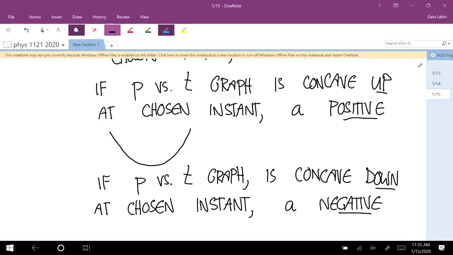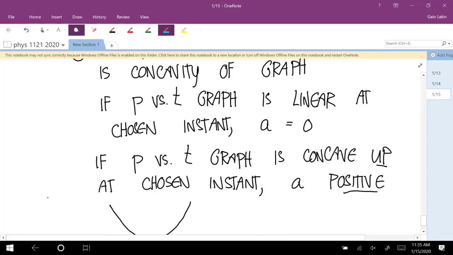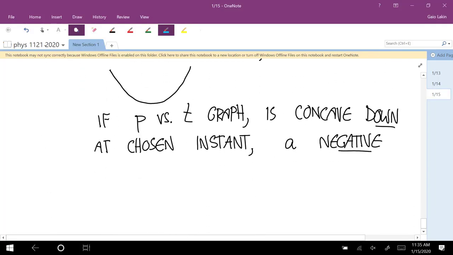Okay, so now what does acceleration tell you physically? When we talked about velocity, we talked about if the velocity is positive, it means the object at that instant is moving in the positive direction. If it's negative, the object's moving in the negative direction. What does it tell you if you have positive or negative acceleration?